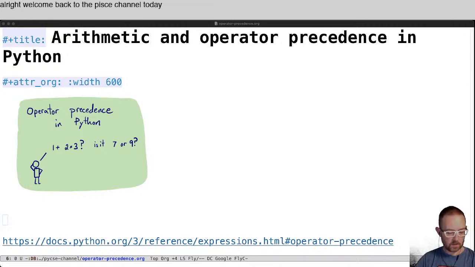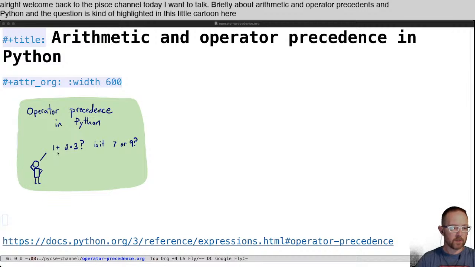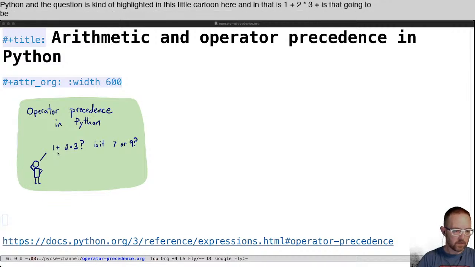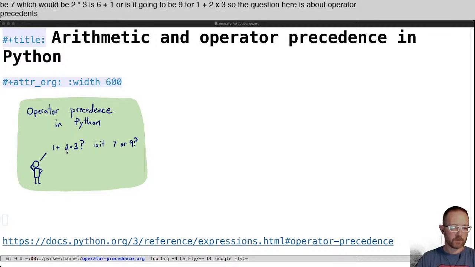Today I want to talk very briefly about arithmetic and operator precedence in Python. The question is highlighted in this little cartoon here, and that is 1 plus 2 times 3. Is that going to be 7, which would be 2 times 3 is 6 plus 1, or is it going to be 9 for 1 plus 2 times 3? So the question here is about operator precedence and which one happens first.